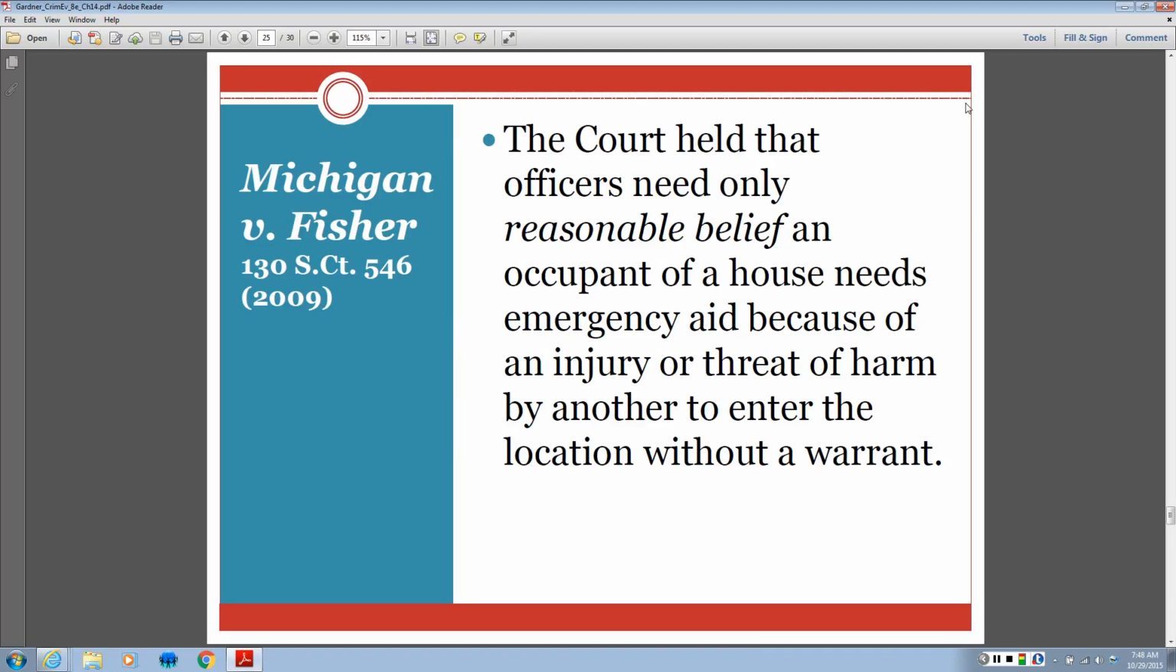Michigan versus Fisher is an interesting case, though. The court held that officers need only a reasonable belief that an occupant of a home needs emergency aid because of an injury or threat of harm by another to enter the location without a warrant. For example, if you look through the window and you see somebody lying on the floor, it could be one of two things. They could be injured or dead, or they could simply be asleep on the floor. But you need to check, right? So you would have the ability at that point to kick the door in to do a welfare check on the person laying on the floor. I would think that if they were severely injured, they would be happy that somebody did that to check on them. Or if they were deceased, then the family would probably be happy that somebody checked on them sooner rather than later. So just keep that in mind as well.